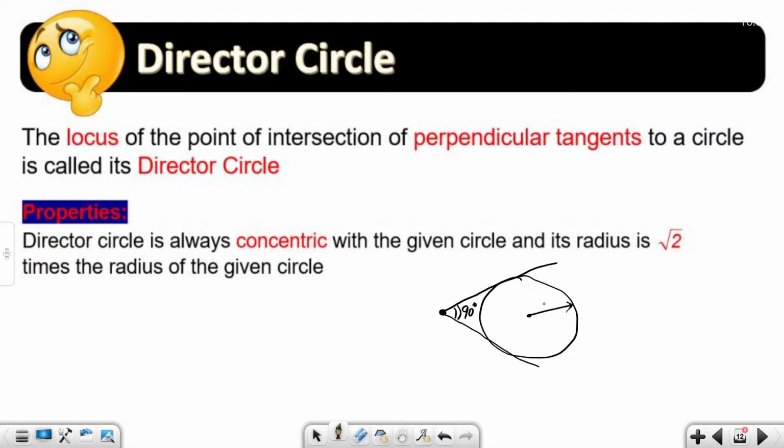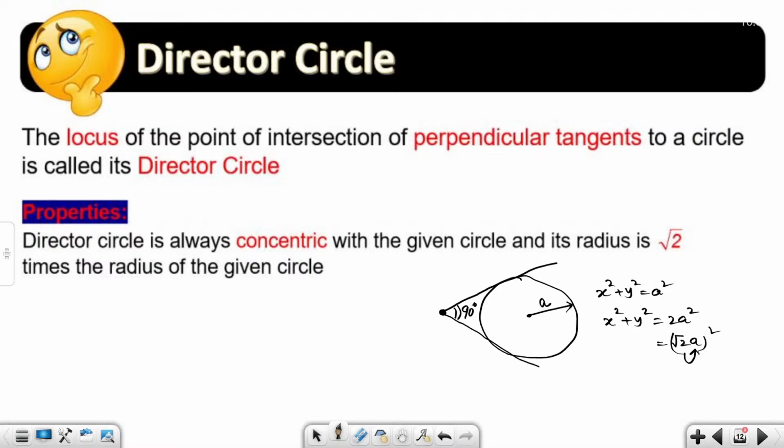If the radius of this circle is a, suppose the equation of this circle is x square plus y square is a square. So the radius is a. So the equation of the director circle will be x square plus y square equals 2a square. Why is it so? Because the radius of the director circle will be root 2a, whole square. That is, the radius of the circle is root 2 times the radius of the given circle. This I have already discussed.